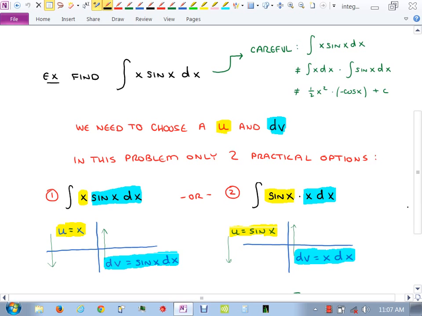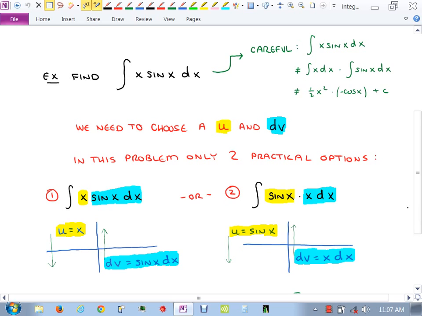I could have rearranged it a little bit, and I could have looked at it as the sine being my u and the x dx as being my dv. Now, I set up this table, and that's the way I'm going to do all my integration by parts. I'll use a table. And so here's two different scenarios.